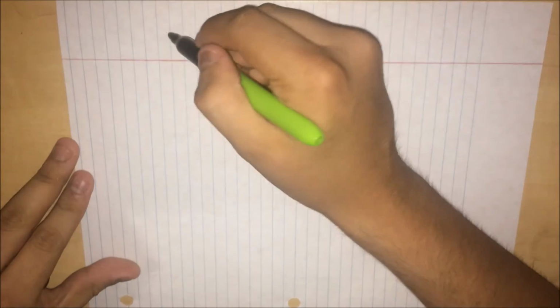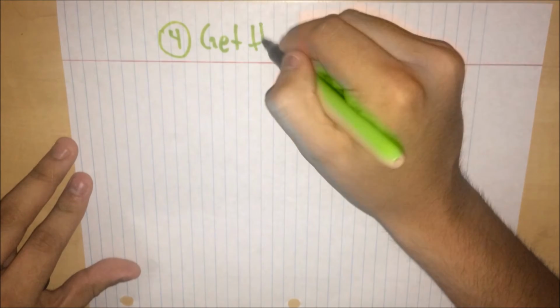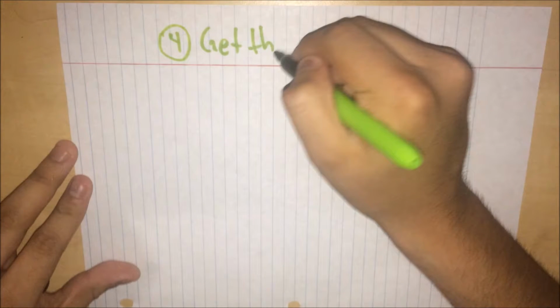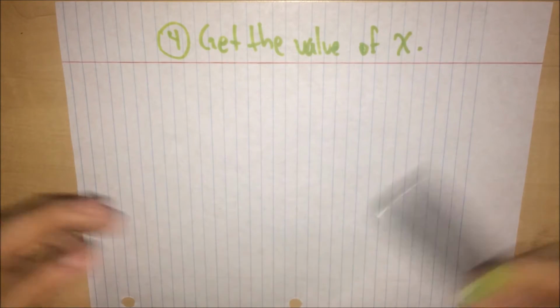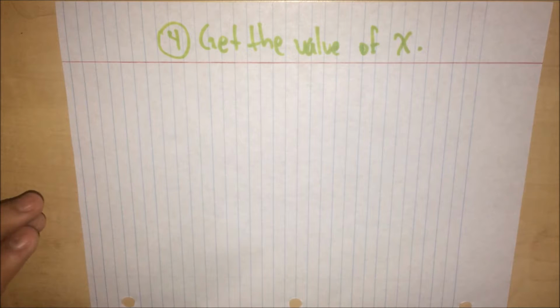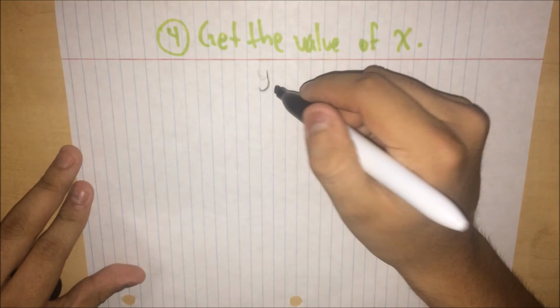Okay, so for the last step, we're going to get the value of x. So I'm going to write it down here. Step number 4, get the value of x. Okay, so how are we going to do this? If we recall, in step number 3, we got the value of y. In step number 3, we got that y is equal to 2.